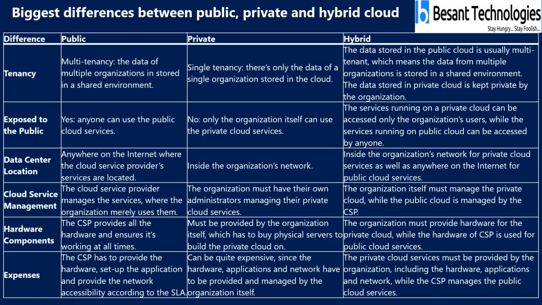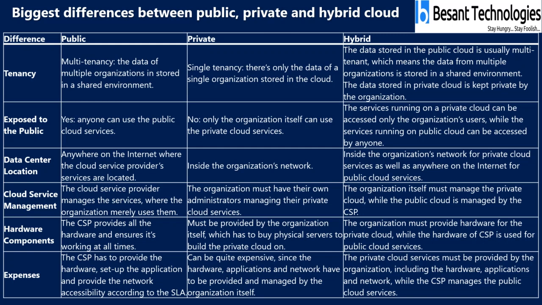Public cloud is multi-tenancy. The data of multiple organizations is stored in a shared environment. If you go for private cloud, it is single tenancy. Only the data of a single organization is stored in the cloud. In hybrid cloud, the data stored in the public cloud is usually multi-tenant, which means the data from multiple organizations is stored in the shared environment. The data stored in the private cloud is kept private by the organization.